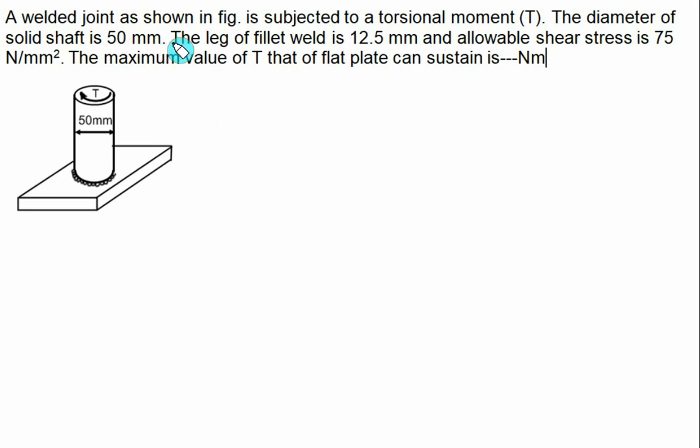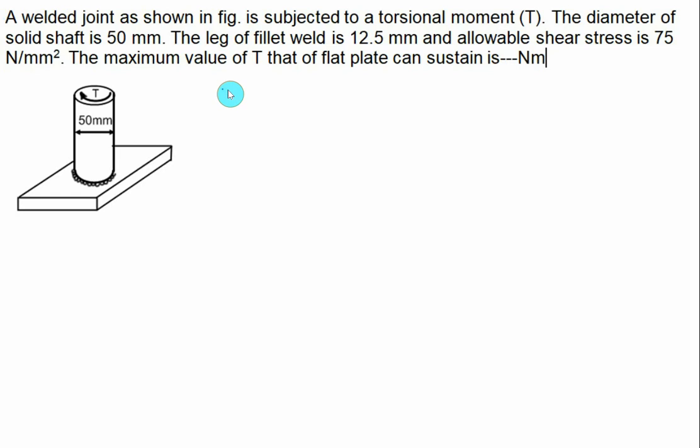A welded joint is shown in the figure, subjected to torsional moment T. The diameter of the solid shaft is 50 mm and the leg of the fillet weld is 12.5. The value of h is known and the diameter is known. Allowable shear stress is 75. The maximum value of T you have to calculate.